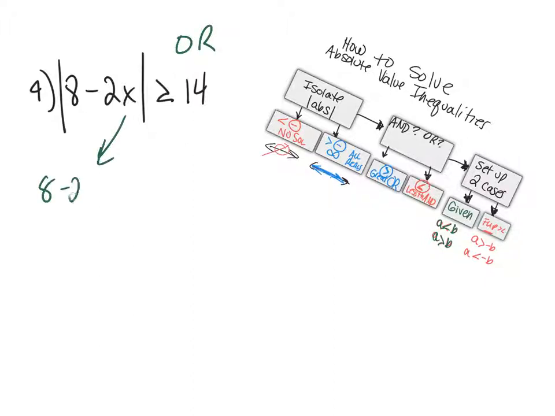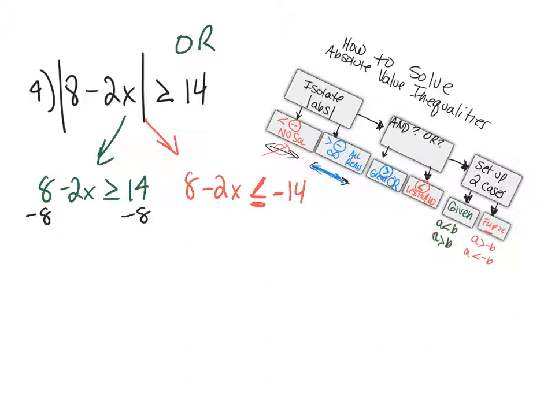Case 1 and case 2. Remember that it is flip symbol, flip sign. 8 minus 2x, flip the symbol, so now it's less than or equal, and flip the sign, negative 14. And then you solve each independently. Be careful with this one, though, because at the end you're going to have to flip symbols.